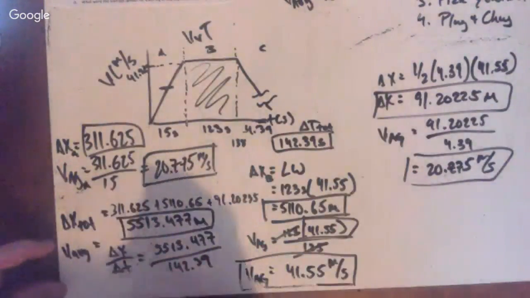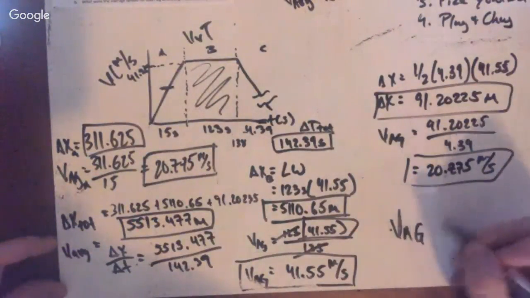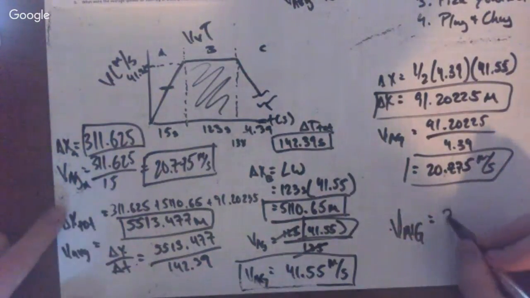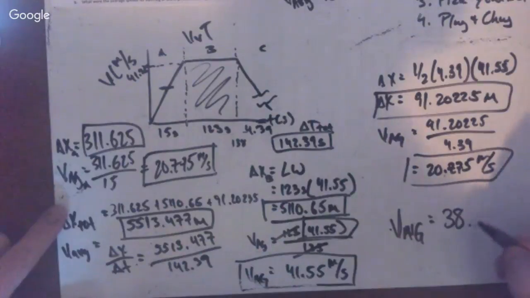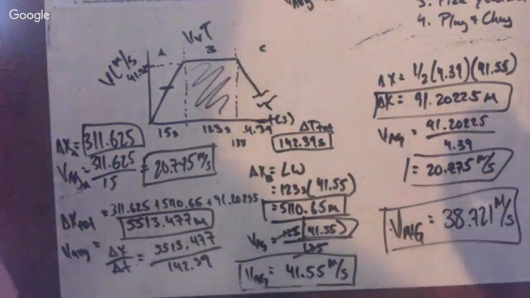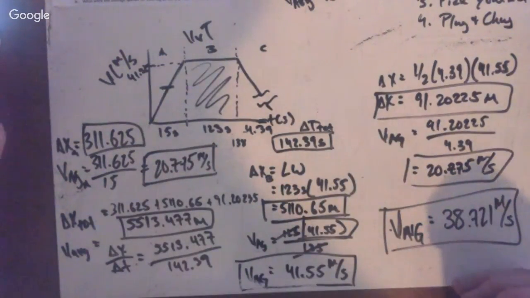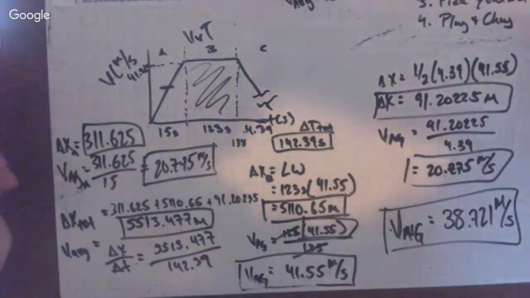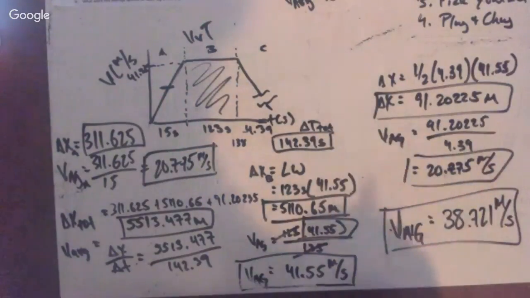So our average velocity, let's go ahead and write it nice and big, is 38.721 meters per second. Okay, now let's discuss that result. It seems really high because we start at 0, we end at 0, and this 38.721 is really close to our 4155 over here. Now, does that answer make sense before we start moving on?